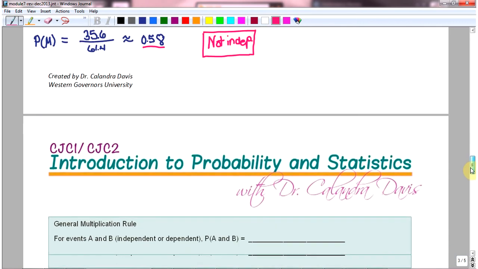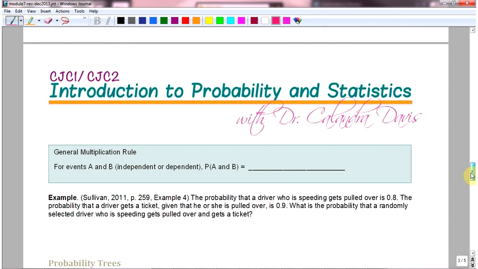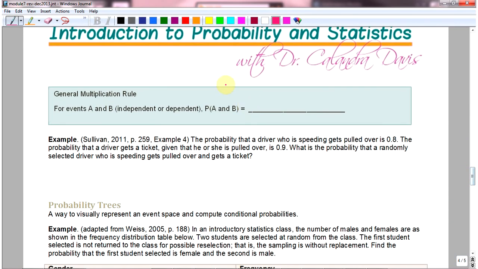Okay, going on to the next page. So now we know enough to come up with our general multiplication rule. For events A and B, and it doesn't matter whether they're independent or dependent, the probability of A and B will equal the probability of A, and it's not just times the probability of B, it's going to be times the probability of B given that event A happens.